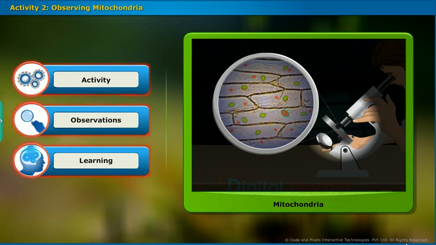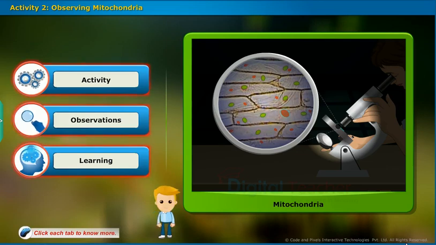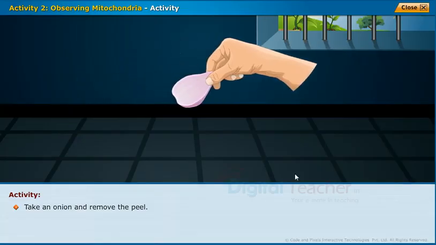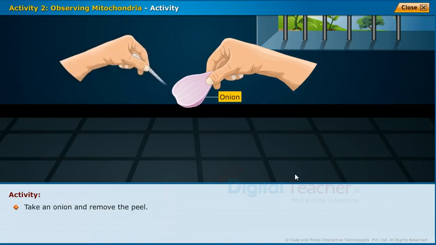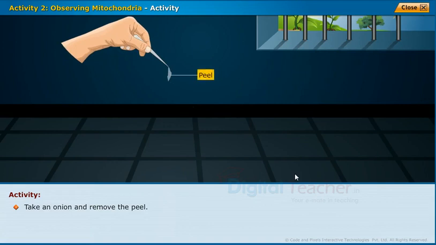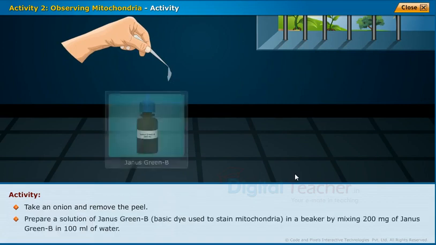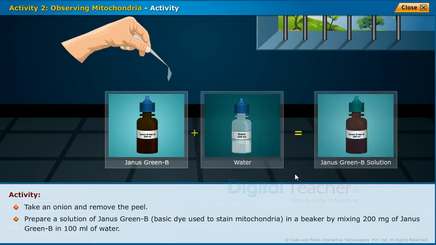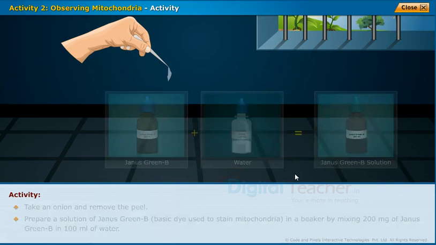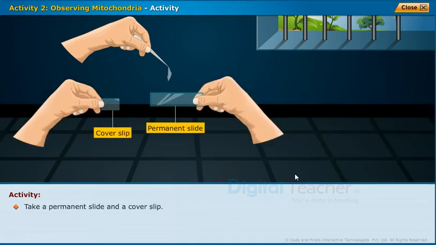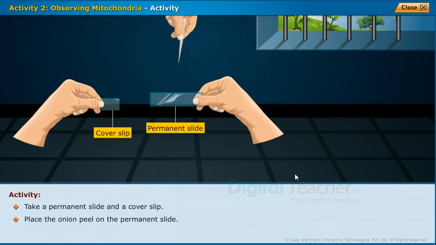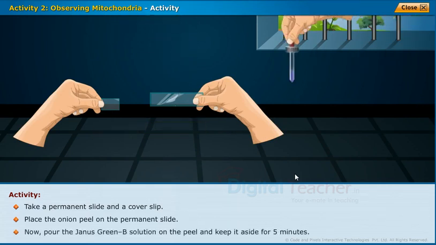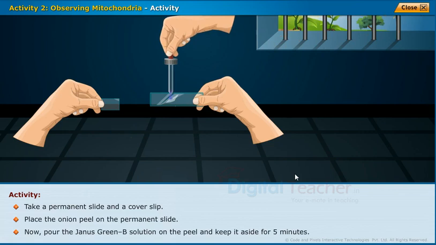Here, let us perform an activity to observe mitochondria in onion peel. Click each tab to know more. Take an onion and remove the peel. Prepare a solution of Janus Green B, a basic dye used to stain mitochondria, in a beaker by mixing 200 mg of Janus Green B in 100 ml of water. Take a permanent slide and a cover slip. Place the onion peel on the permanent slide. Now pour the Janus Green B solution on the peel and keep it aside for 5 minutes.